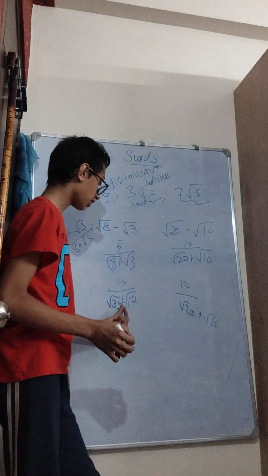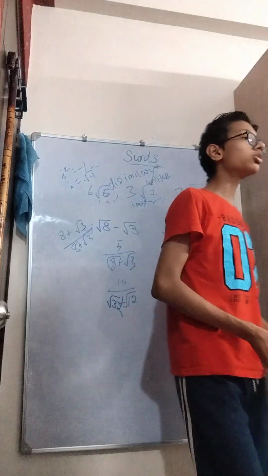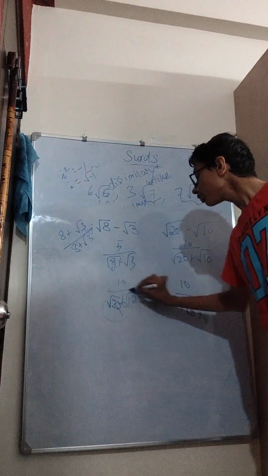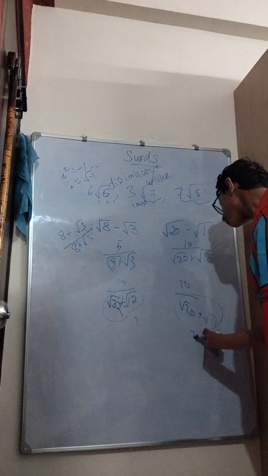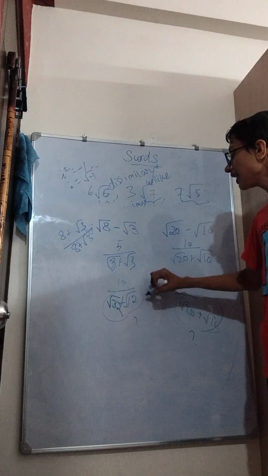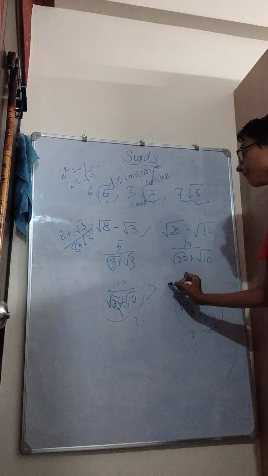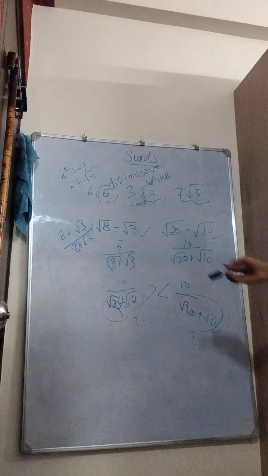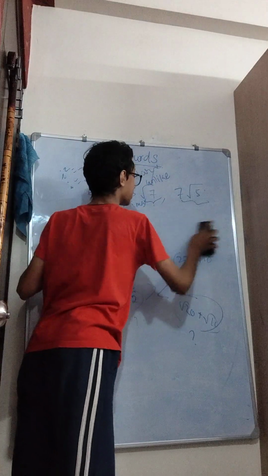Now multiply and check. 32 into root 2, 32 into 12, what value you will get? 32 into 12, some value you will get, and 20 into 10 you will get some value. So which value is greater? Example, if this is greater, then this is greater. But if this is greater, then this is the answer. Okay? This is greater, okay? That's it. That's called comparison of surds.